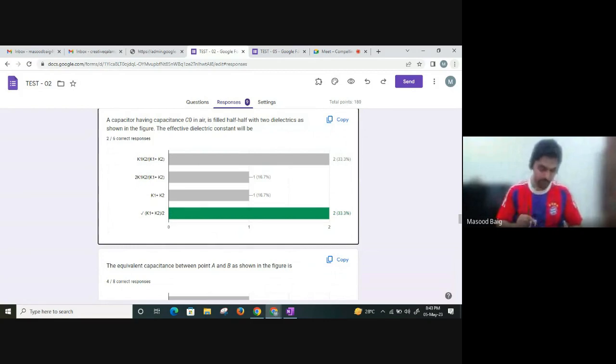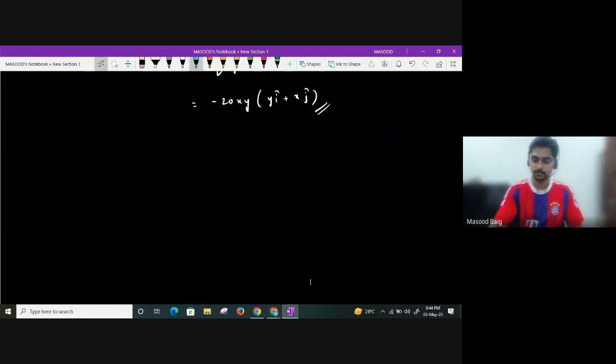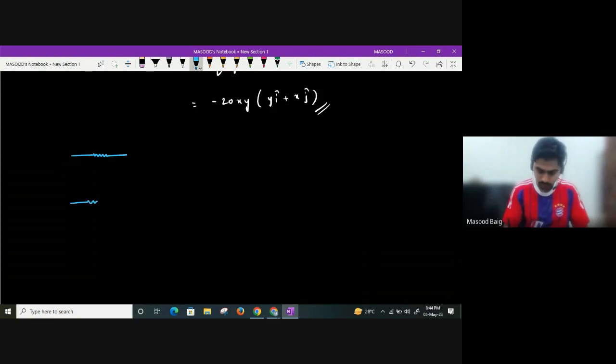So given below is a part of a network with various values shown. The energy stored in the capacitor, they are asking. One question has been sent. We will just see that question. So it is mentioned something like this. They are asking what is the energy stored in the capacitor.